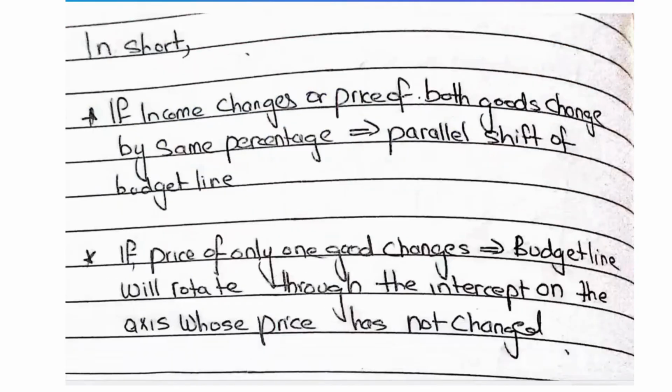So, in short, if income changes or price of both goods changes by the same percentage, you have a parallel shift of the budget line. But if price of only one good changes, like we saw where only the price of x2 changed, the budget line will rotate through the intercept on the axis whose price is not changed.